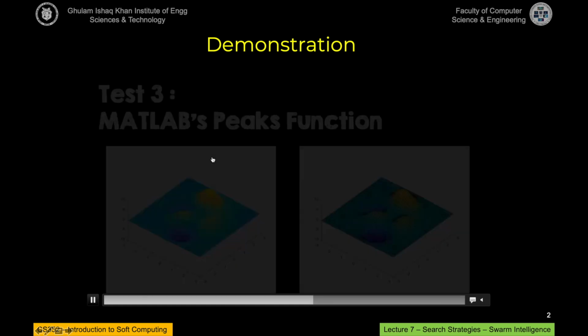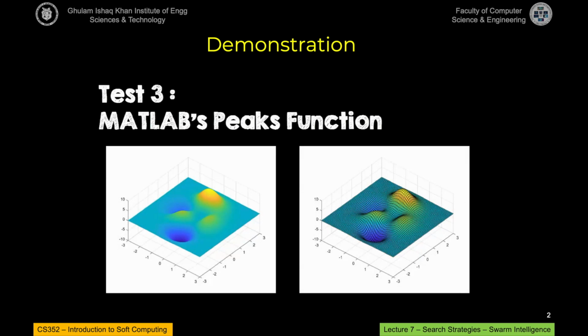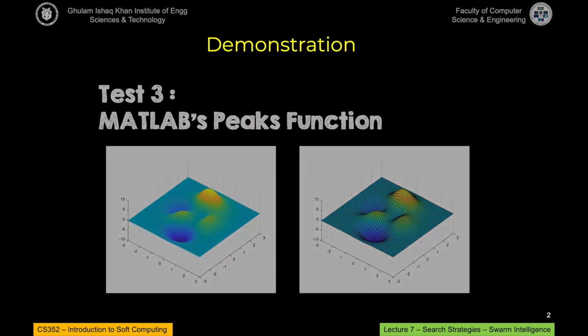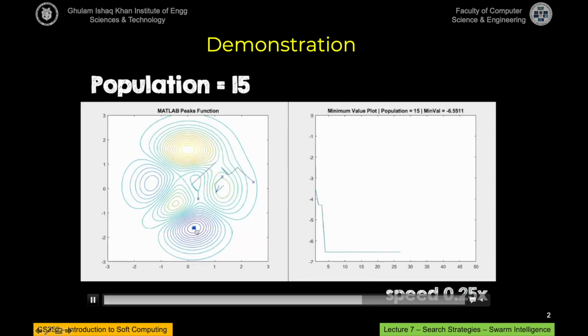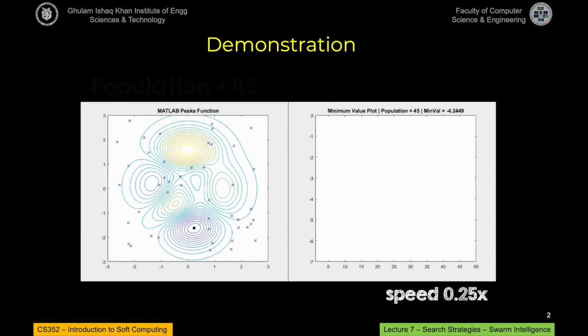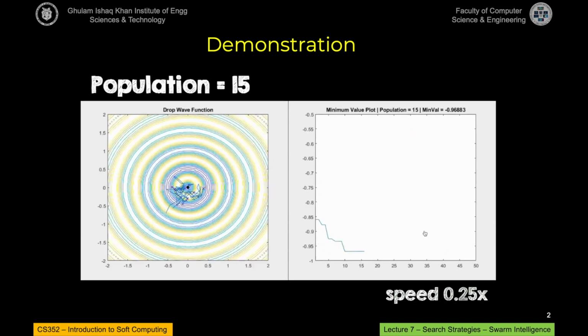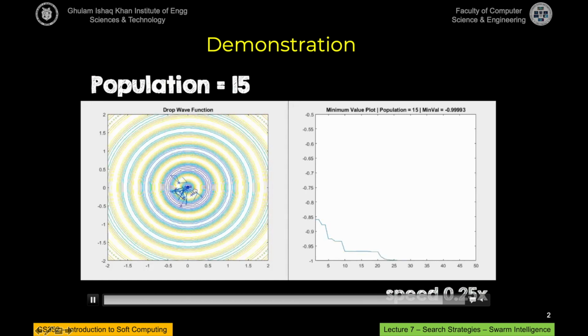But in general, we have found the global minima. Then we've got MATLAB's peaks function, something like this, and now we're going to explore this contour with a population size of 2 minima. In some cases, it's a success here. As you can see, with a population size of 40 it reached the global minima, and it has kind of reached there, as you can see.